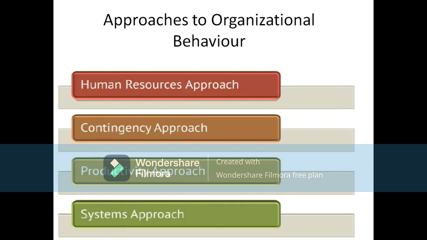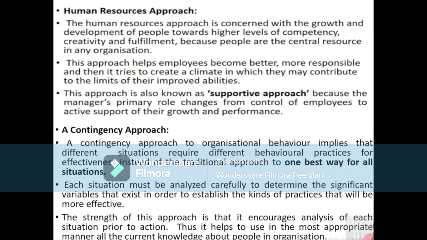Coming to first one, human resource approach. So what does human resource approach mean? Basically, this approach is also known as supportive approach, where the manager supports the employees who are working in the organization. Before human resource approach, we know about the traditional approach. Traditional approach means where managers decided what employees should do, and they closely monitored their performance.